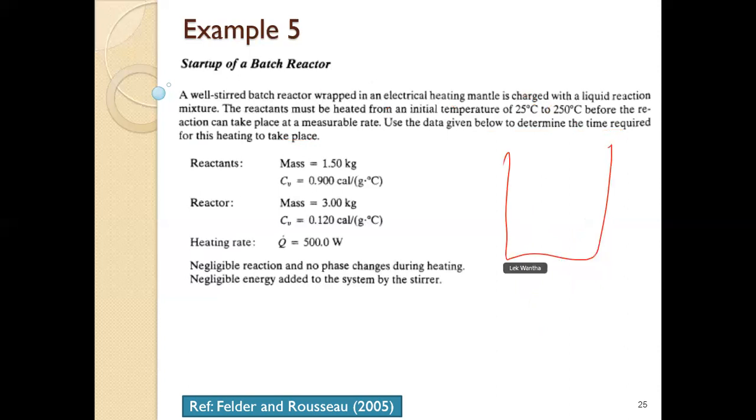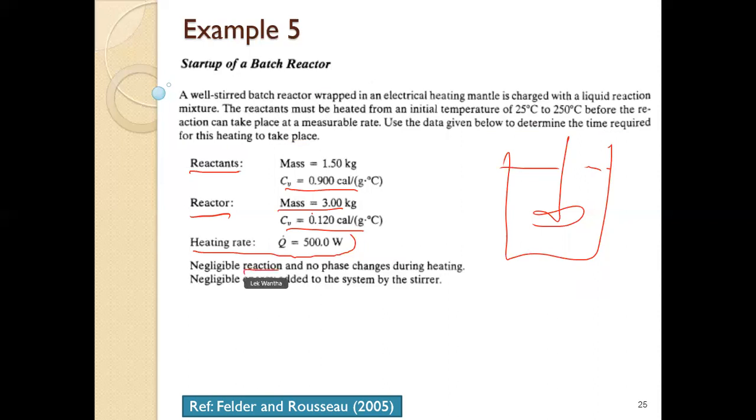Okay, we have the reactant mass of 1.5 kilograms and its Cv. You know the properties of the reactor, the mass of the reactor, the Cv of the reactor, and the heating rate into the system is 5,000. For this case, we have no reaction and no phase change during heating, because we talk only about the heating system before the reaction.